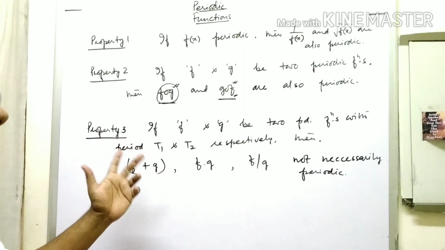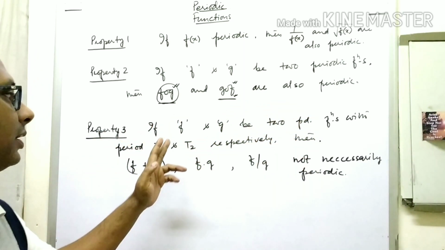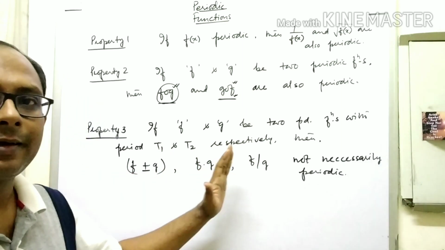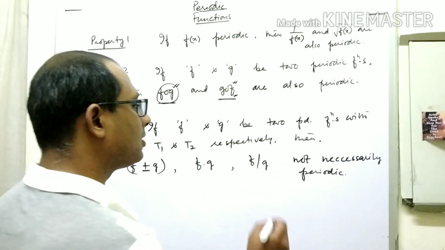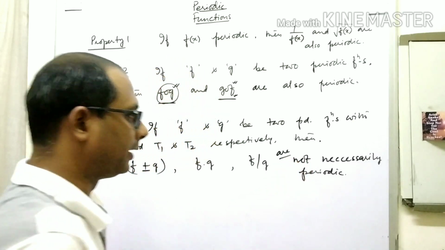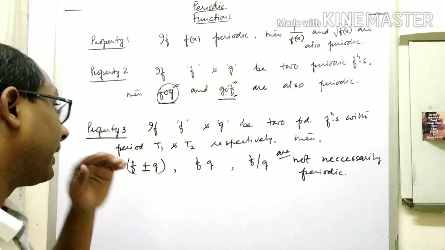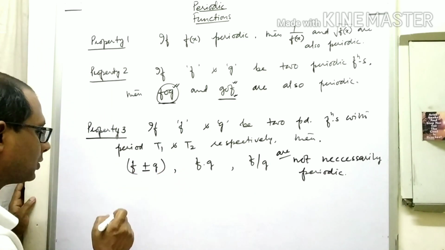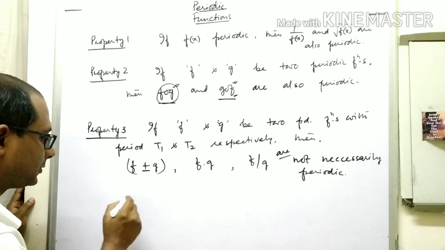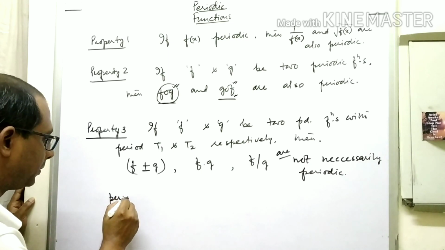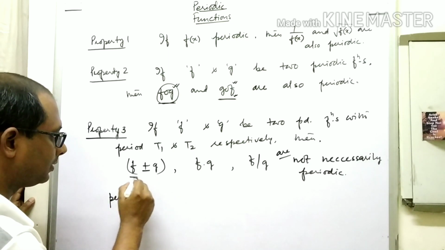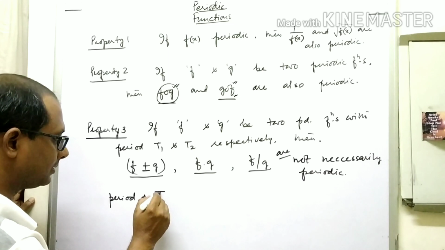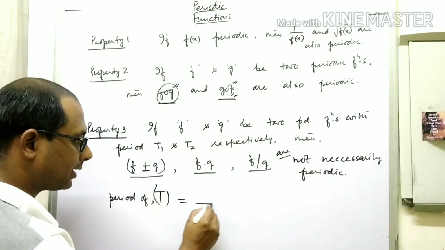Okay, if there are two functions f and z which are periodic functions with period t1 and t2 respectively, then f plus z or f minus z, f into z, f by z are not necessarily periodic. They may be periodic, they may not be periodic. To check whether they are periodic or not, we'll find out the period of this. Suppose I am taking the period of this as t. The period of this function, that is t, will be evaluated like this.